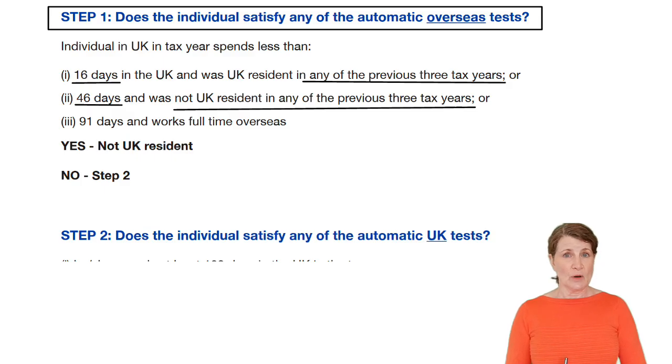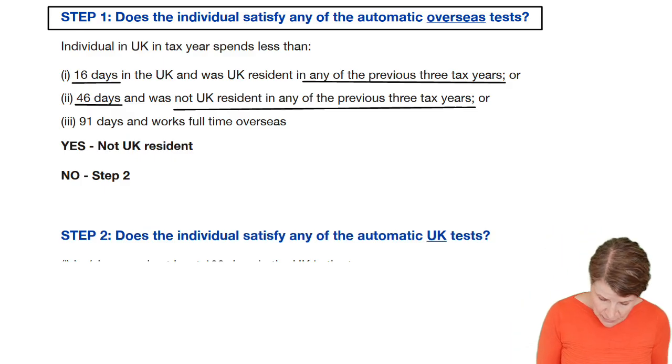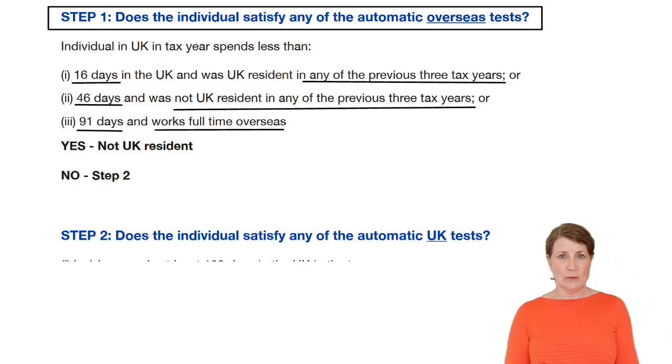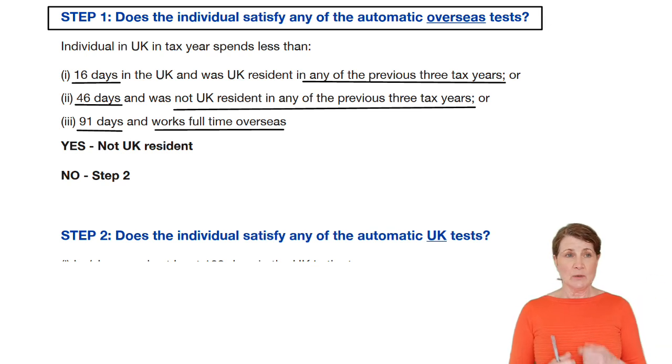Now, the other one that we've got there, the third one, is whether you work full-time overseas and you spend no more than 90 days in the UK in this tax year. So fewer than 91 days, no more than 90, and you work full-time overseas. So any of those 3, if you pass them, you are automatically overseas resident, and we don't need to go any further. That's it, the decision's been made. Now, if you don't pass any of those 3 tests, we go on to step 2.